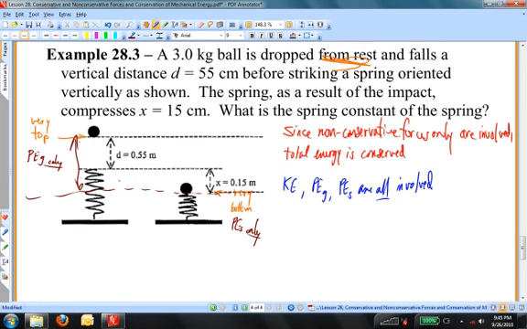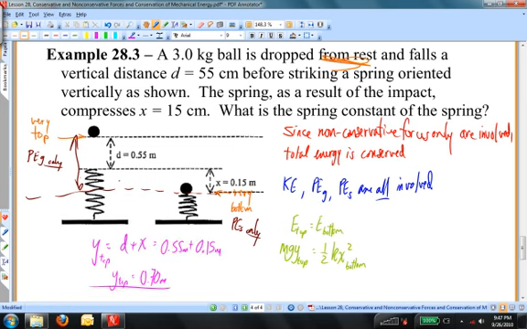So here is my statement of conservation of energy, and now I'm going to cut to the chase. I could say the kinetic energy at the top plus the gravitational potential energy at the top plus the spring energy at the top is equal to the kinetic energy at the bottom plus the gravitational potential energy at the bottom plus the spring potential energy at the bottom. But I only have gravitational potential energy at the top and spring potential energy at the bottom. Now, how high from the very bottom is the ball when it's at the very top? What I claim is that y at the top is going to be equal to this distance, 0.55 meters, plus the amount that the spring compresses, 0.15 meters.